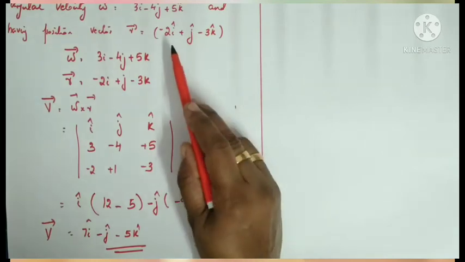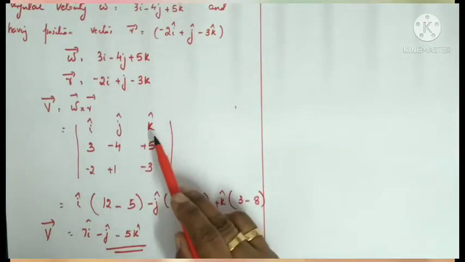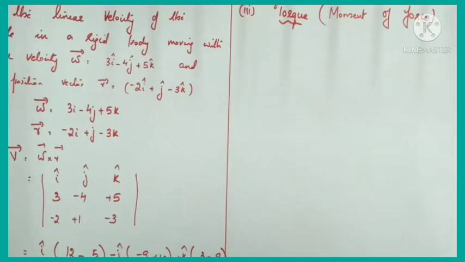So if omega, the angular velocity, and the position vector are given, directly using the cross product omega cross r, we can find the linear velocity. Then the third term we have to study is torque, otherwise called moment of force.